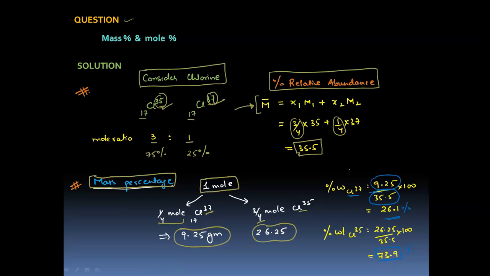So when you are finding the mole percent, that should be moles of that particular isotope upon total moles, into 100, and if you are finding the mass percentage, it should be the mass of that particular isotope in 1 mole, right, upon the total mass, which means the molecular mass of the mixture, into 100. So that is how the difference lies between mass percentage and mole percentage for an isotopic composition.